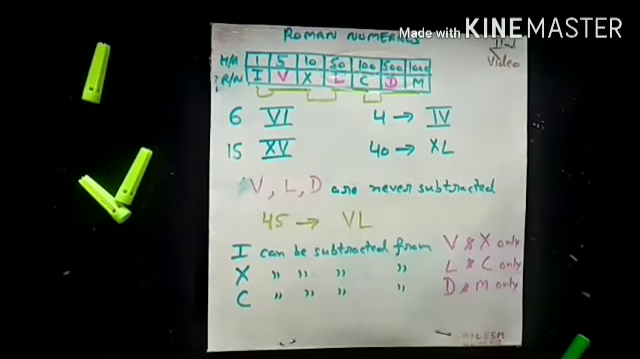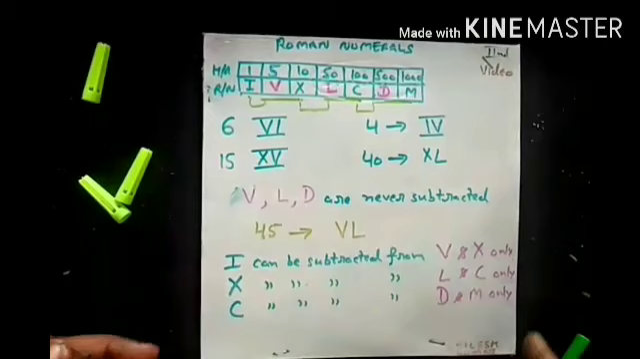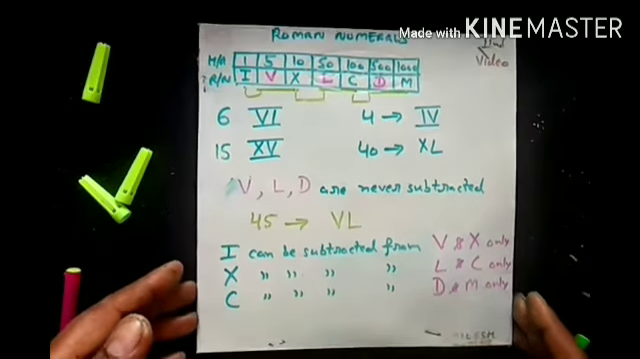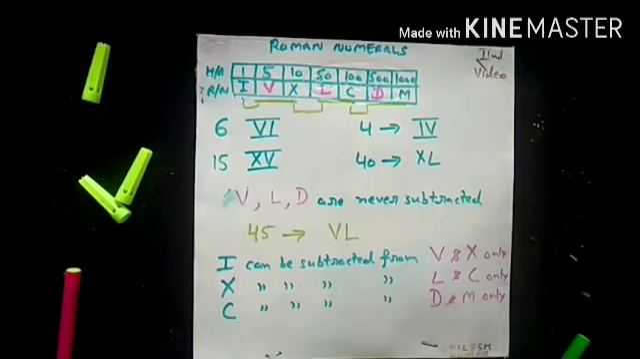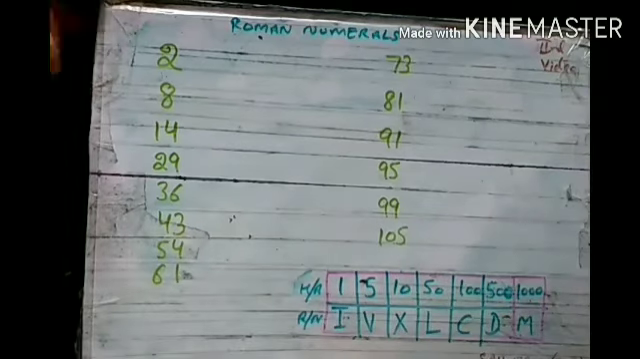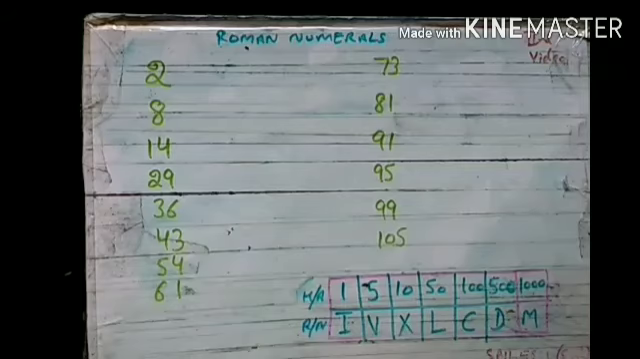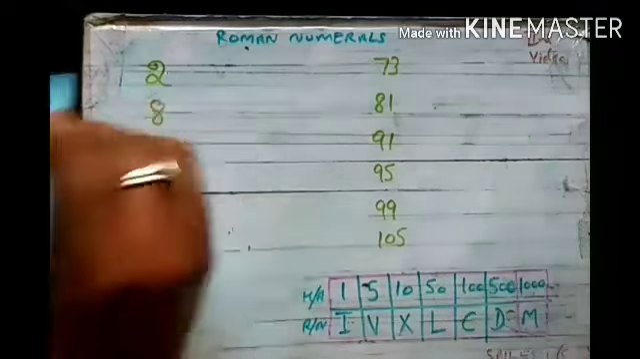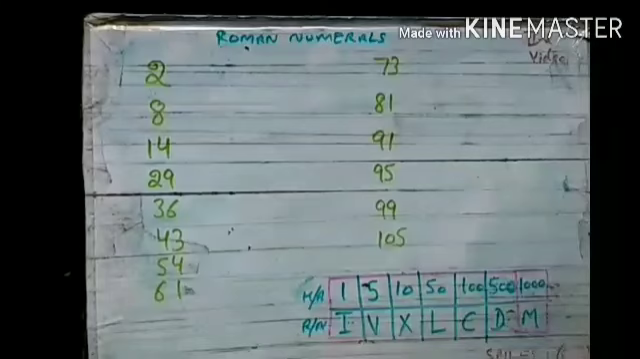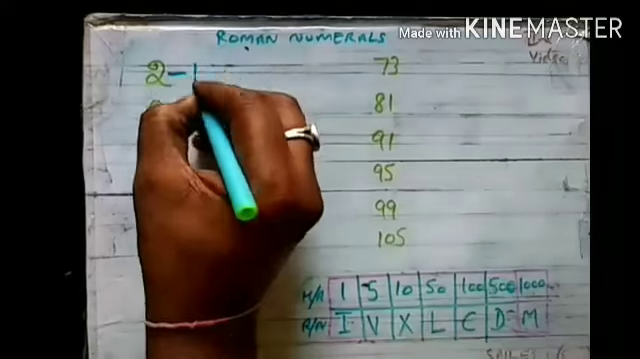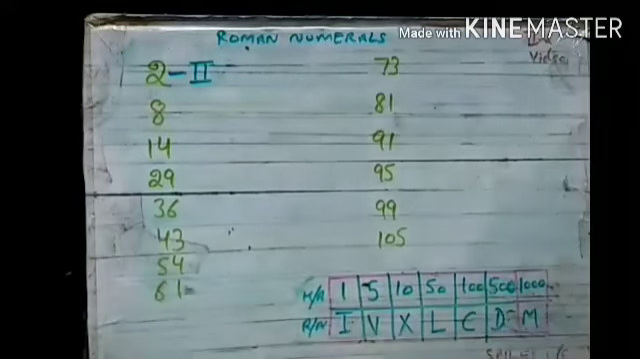D and M only. So these are the rules. By using them, you can make the Roman numeral properly. Now we will apply the rule to make the Roman numeral here. Now we have to write 2 in Roman numeral. There is no symbol for 2, therefore I will use I two times. I I, that is the Roman numeral for 2.